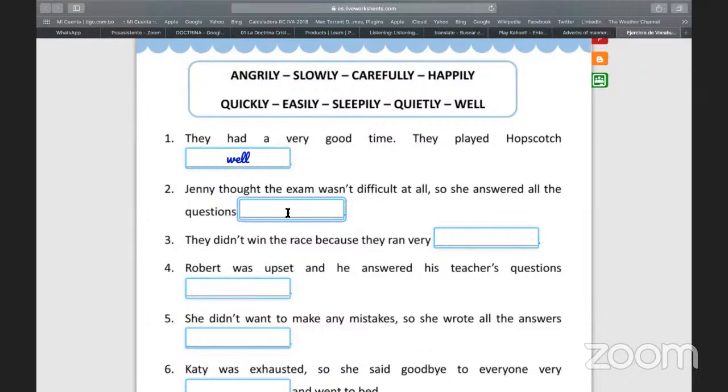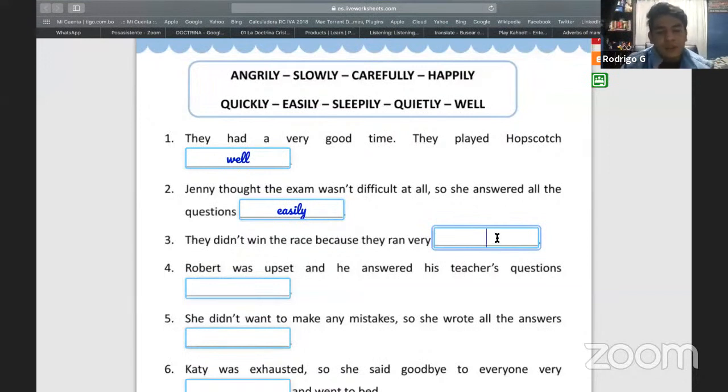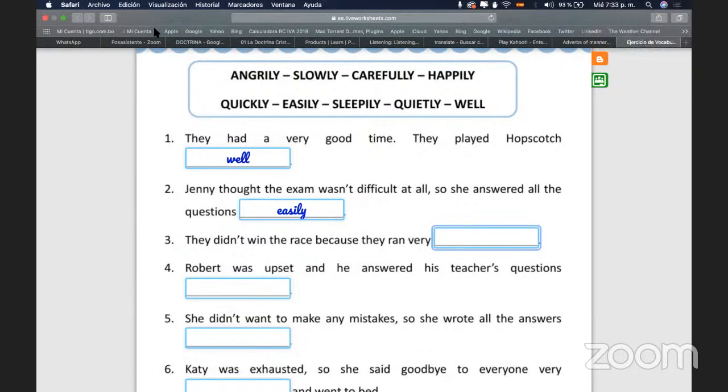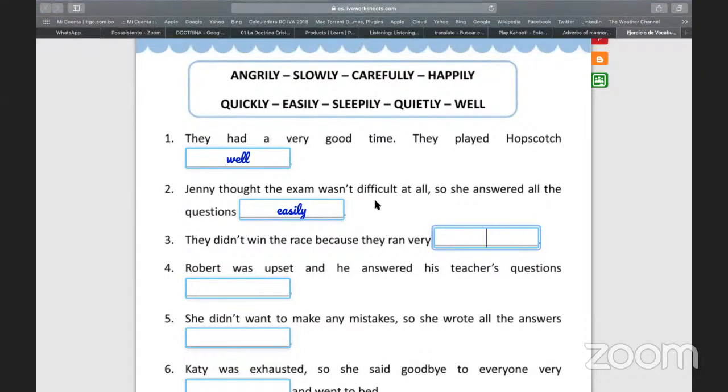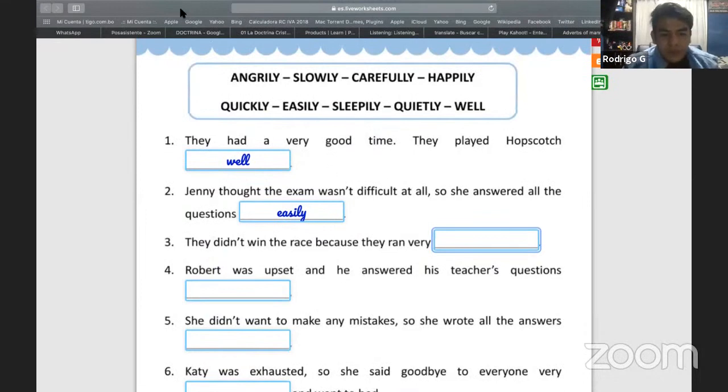Jenny thought the exam wasn't difficult at all, so she answered all the questions easily. Maybe in the second, quickly, it's possible too. Yes, I think easily, because the first part of the sentence talks about the difficulty. I don't know. Okay, maybe we could change.